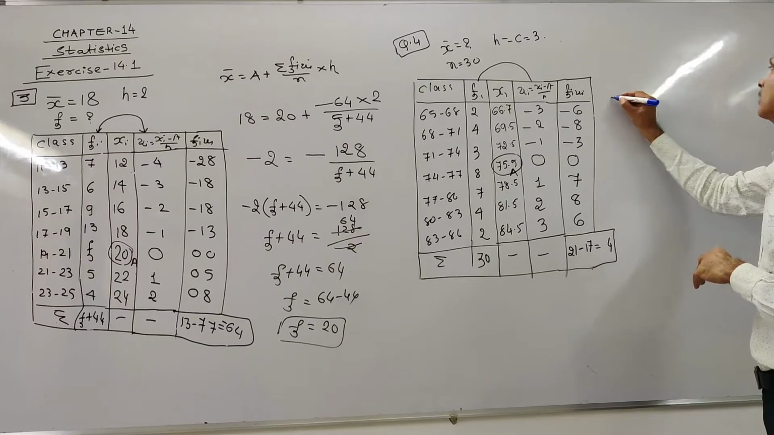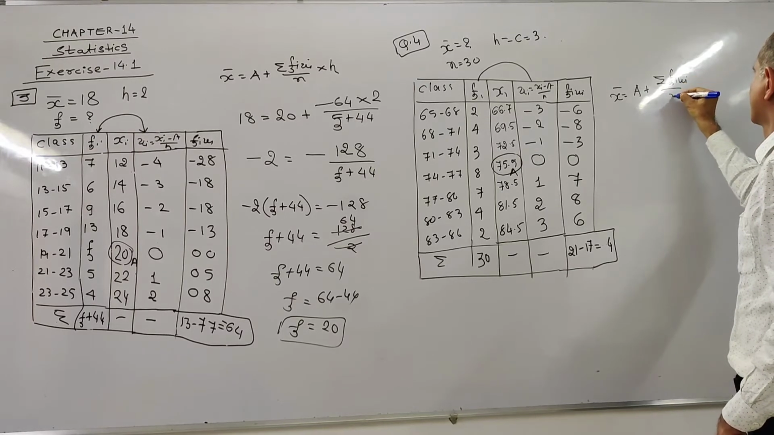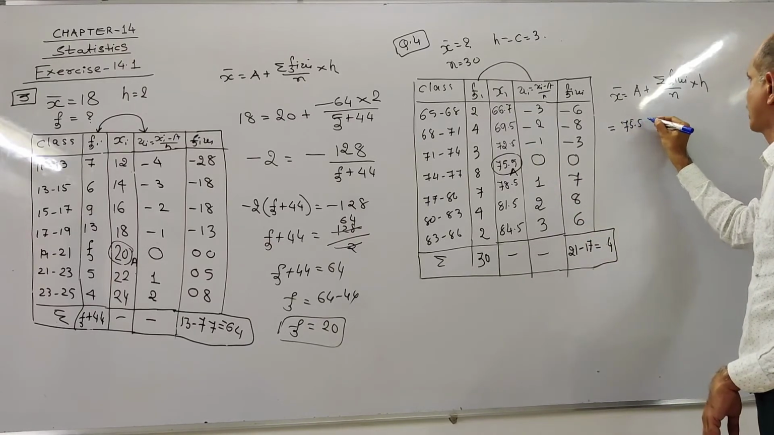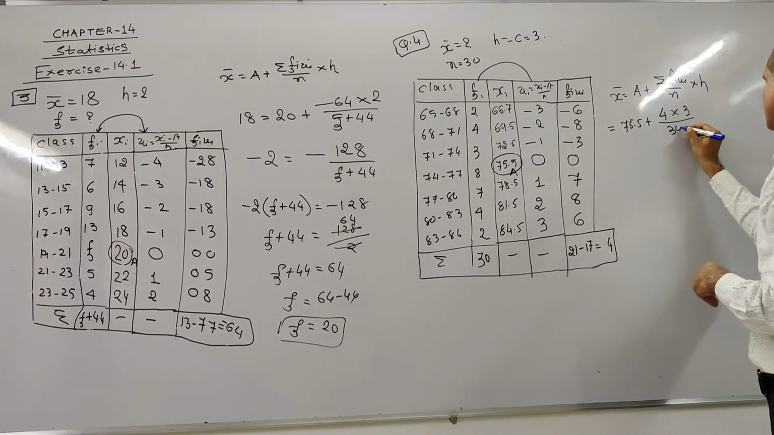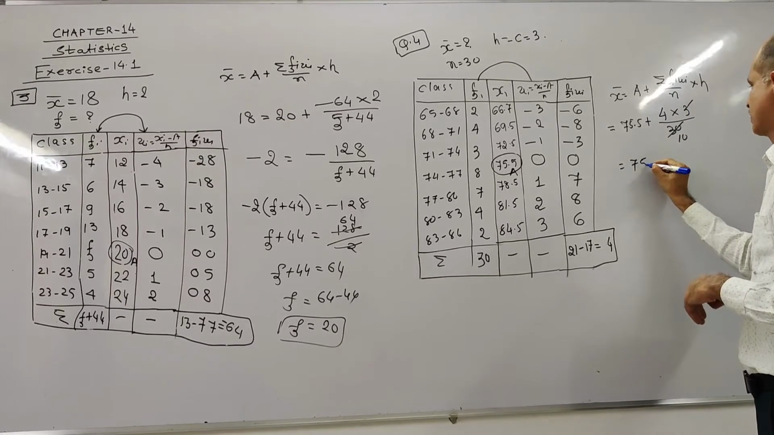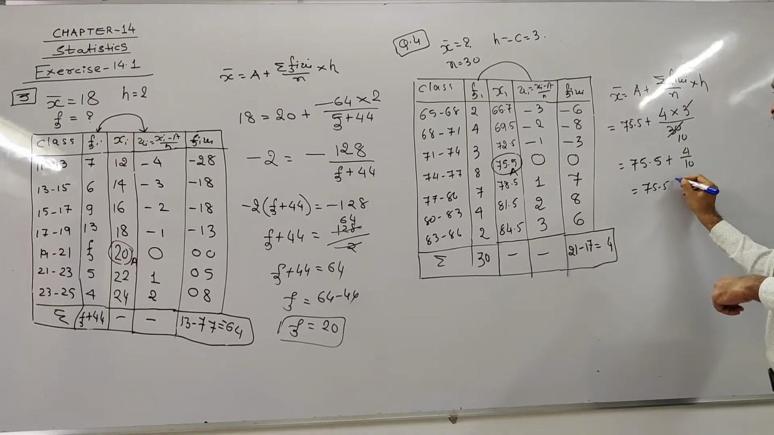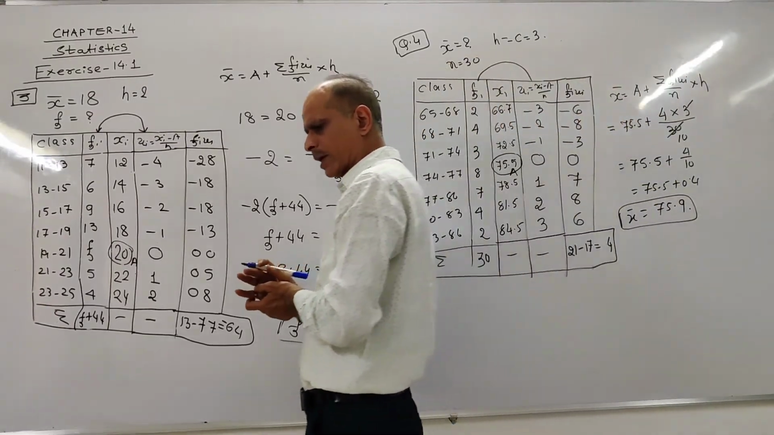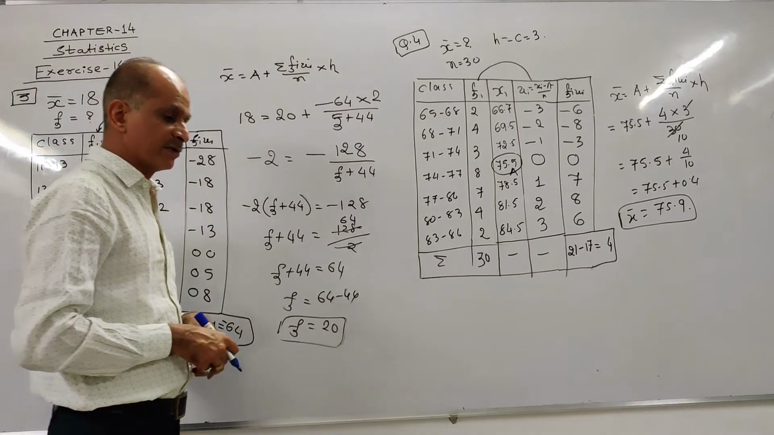Now write down the formula. So x bar is equal to a plus sigma fi ui upon n into h. So a means 75.5 plus 4 into h, which is 3, upon n, which is 30. 3 tens are 30, very simple calculation. 75.5 plus 4 by 10, so 75.5 plus 0.4. You can write 75.9. That is your x bar. Very simple example to find the value of x bar by the step deviation method.